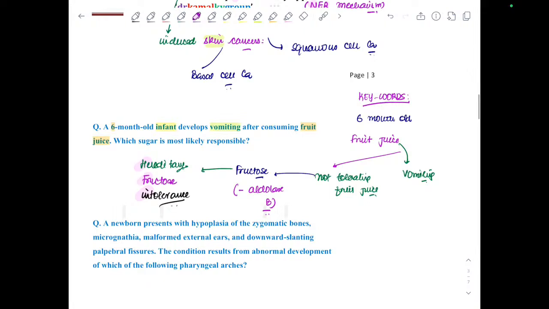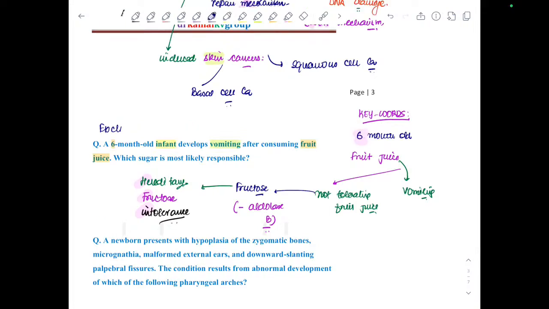Now here the age is very important, 6-month-old, because there is one concept which we teach the student: exclusive breastfeeding, and the recommended duration is 6 months. So till the age of 6 months we have to breastfeed the baby exclusively. He should be breastfed, right? After 6 months you can start some complementary foods, and that is known as weaning.